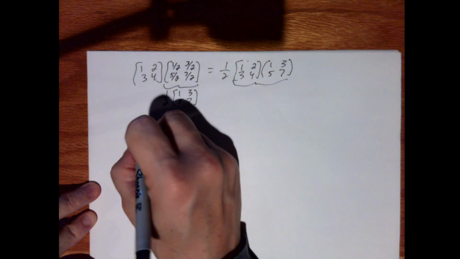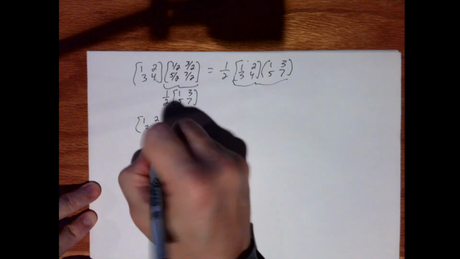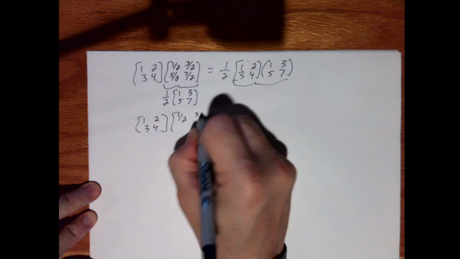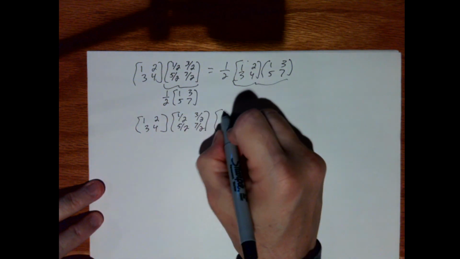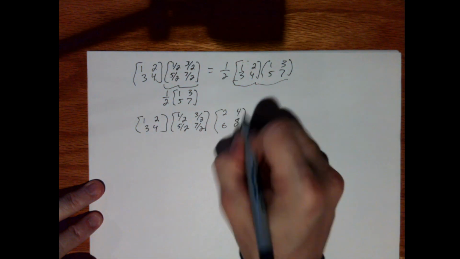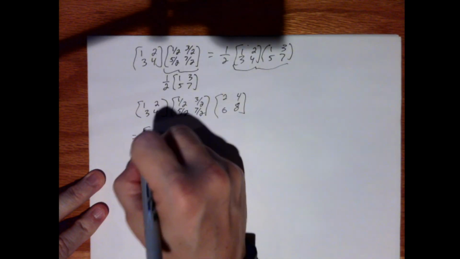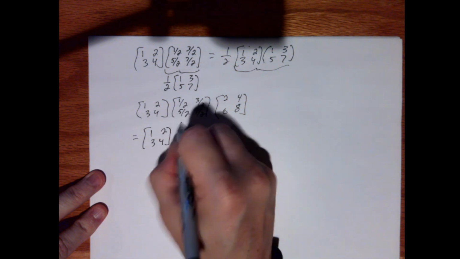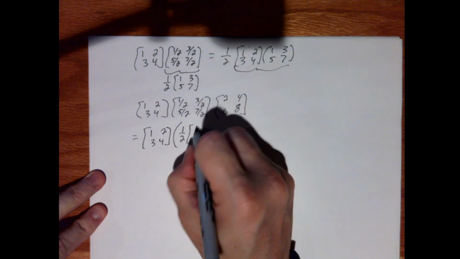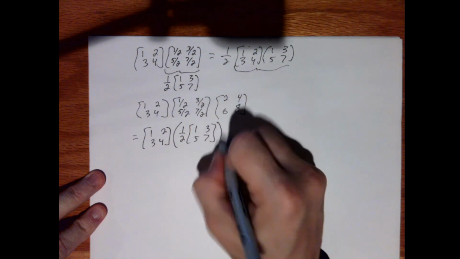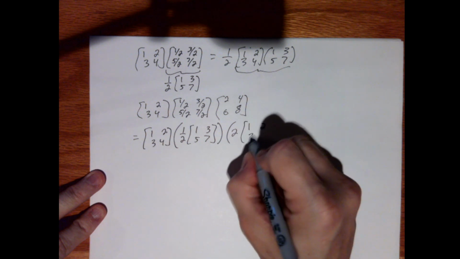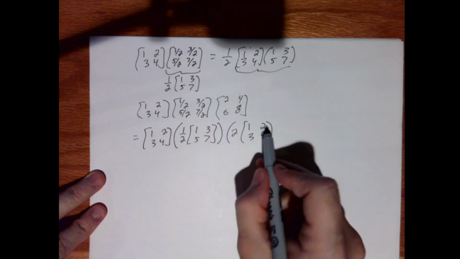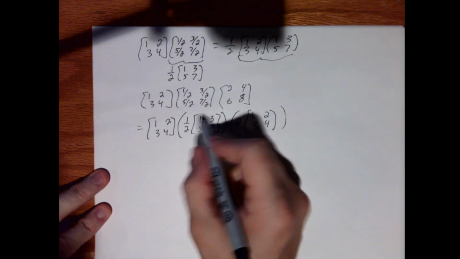Or I may look at something, what if I'd had this? 1, 2, 3, 4. 1 half, 3 halves, 5 halves, 7 halves. And then say over here I had 2, 4, 6, 8. Well, I realize this right here is really this. 1, 2, 3, 4. 1 half times 1, 3, 5, 7. And this I can factor 2 out of everything, leaving behind 1, 2, 3, 4. Right? Because 2, 4, 6, 8.